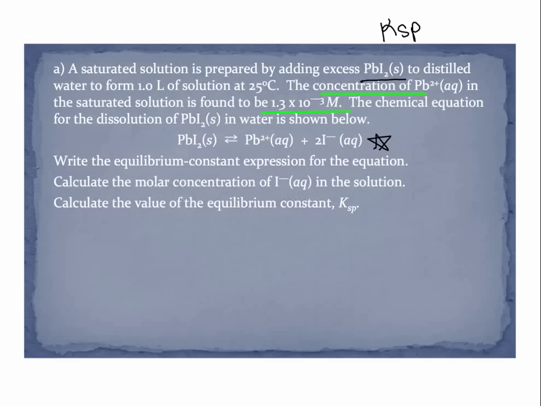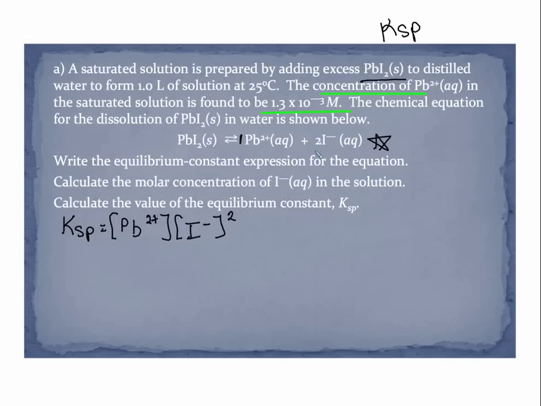So let's first start with part 1 here, which is to set up the equilibrium constant expression. So KSP is equal to [Pb2+]. You have to use brackets because we're now talking about molarities, and it's to the first power, times [I-] squared. Great. Nice, quick 1-point answer there.